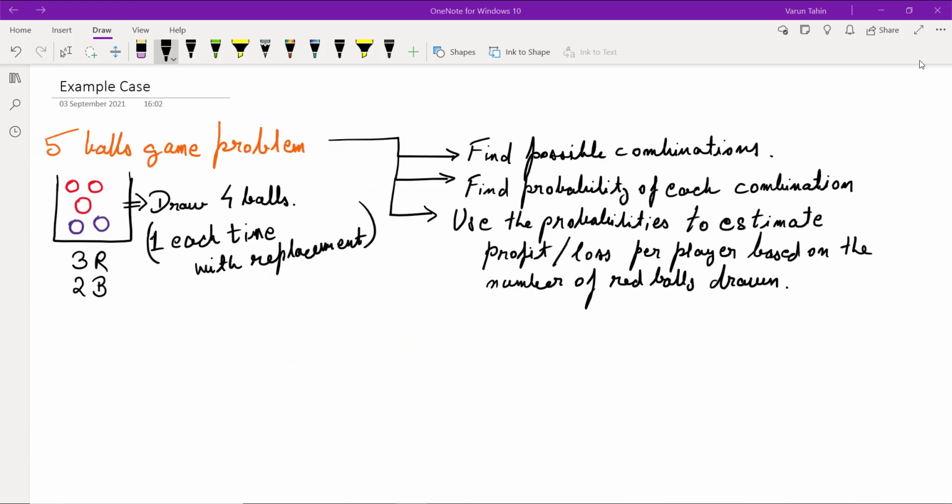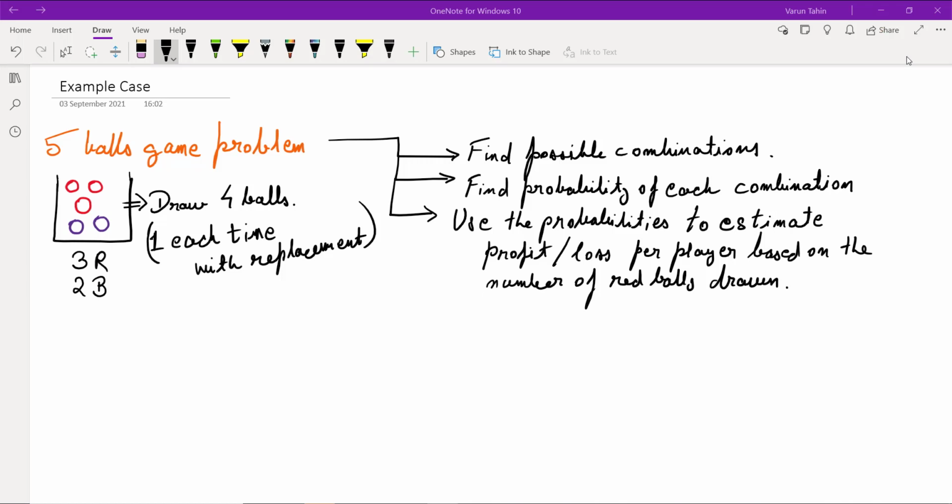Now we'll try and solve a question using a ball example and understand the other terminologies and concepts of random variable, distribution and expected values. Let's say that we have a 5 ball game problem in which we have 3 balls as red and 2 balls as blue, and we have to draw 4 balls, one at a time with replacement. This game is played by many users, and we have to calculate the profit or loss per player based on the number of red balls drawn.